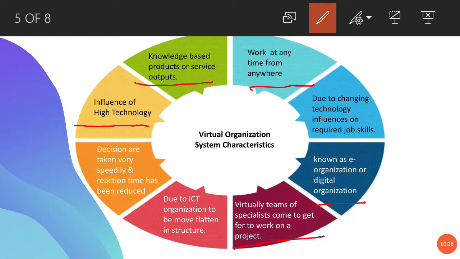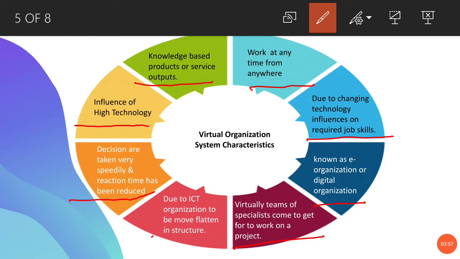The advent of information technology and its application made the organization more flat in structure. The decision making process has now become more empowered and the reaction time has been reduced.